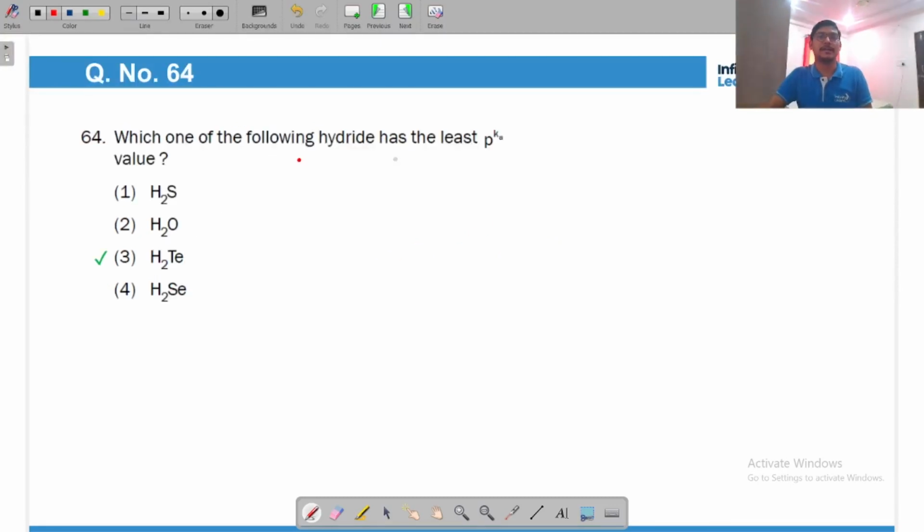Which one of the following hydrides has the least pK value? Of course, this is H2Te because down the group, bond strength decreases and as a result, acidic strength increases, right? Because acidic strength is inversely proportional to pK value. So H2Te is most acidic.